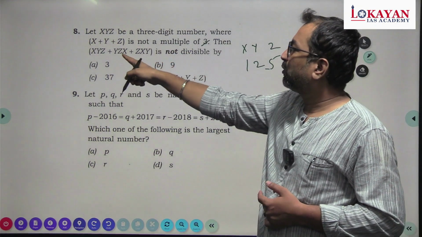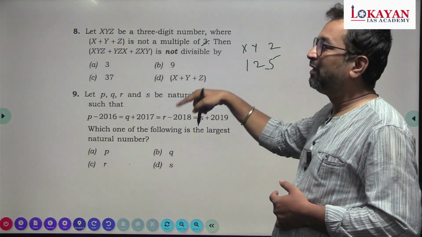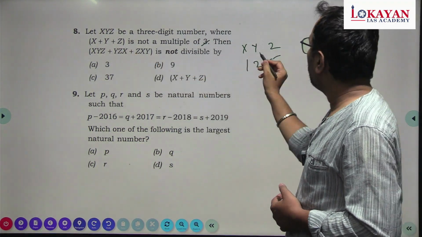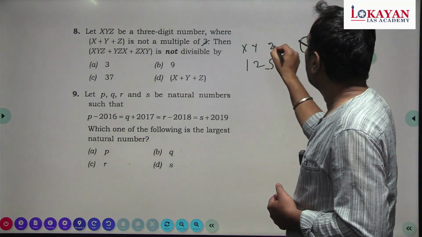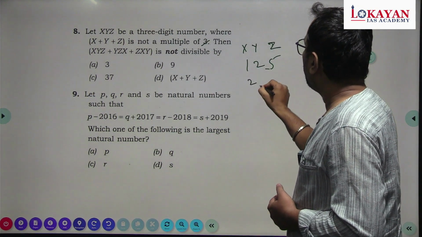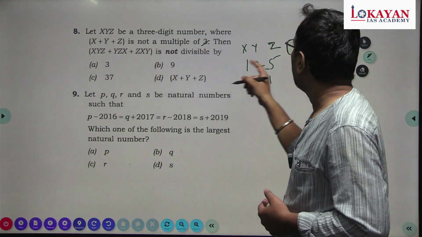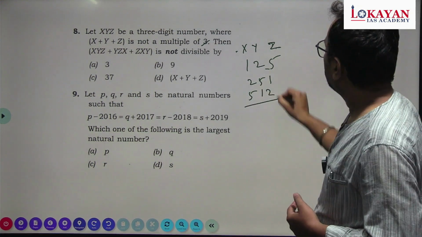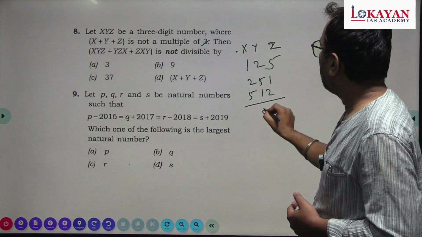Then XYZ plus YZX plus ZXY is not divisible by. So XYZ is 125. YZX will be 251 and ZXY 512. So the sum will be 888.